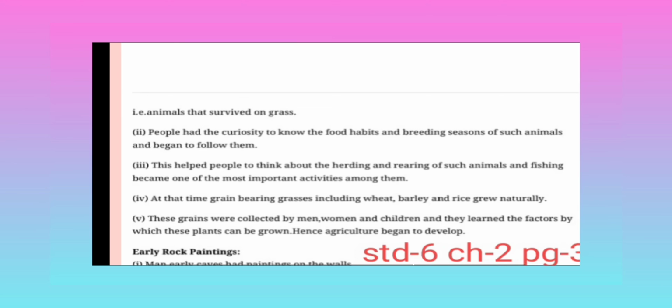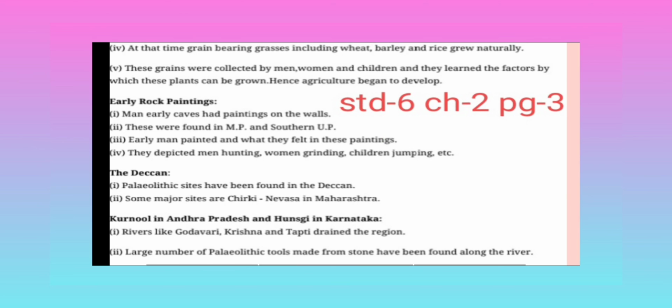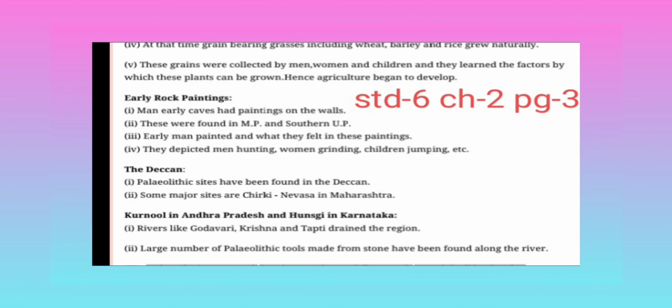Second point, people had curiosity to know the food habits and breeding seasons of such animals and began to follow them. Third point, this helped people to think about the herding and rearing of such animals, and fishing became one of the most important activities among them. Fourth, at that time grain bearing grasses including wheat, barley and rice grew naturally. Fifth, these grains were collected by men, women and children, and they learned the factors by which these plants can be grown. Hence agriculture began to develop.